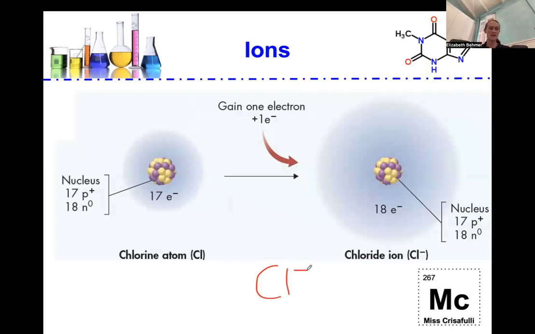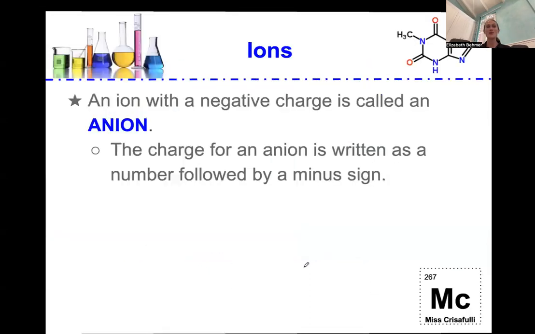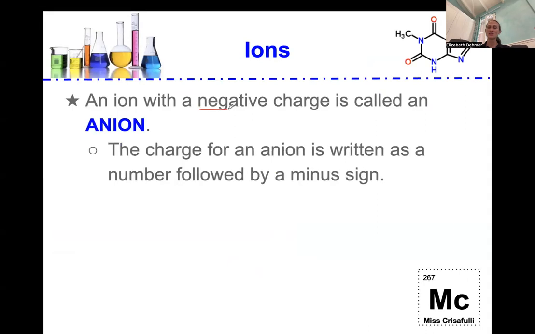And again, we would add in a 2 or a 3 if it was not 1, but usually when it's just a 1 negative, like the 1 positive, we just omit the 1 and it becomes negative or positive. So an ion with a negative charge is called an anion, and the charge for an anion is written as a number followed by a minus sign.